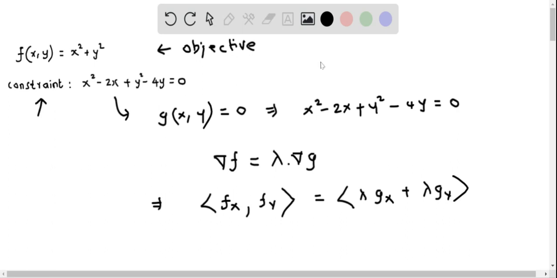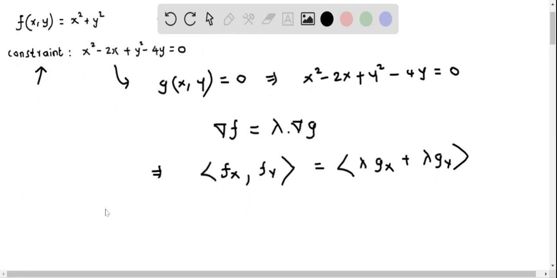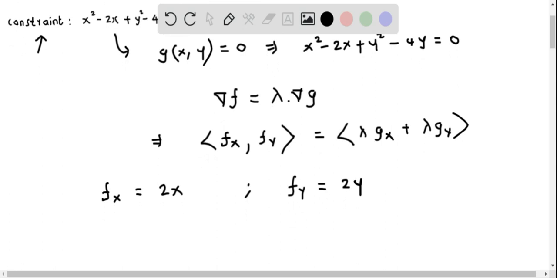So we will first find the corresponding partial derivatives. That is, we have to first find f sub x, the partial derivative of f with respect to x. Here f is x² + y², so f sub x will be 2x. And similarly, f sub y, the partial derivative of f with respect to y, is 2y. And then we will also find the partial derivative of g with respect to x, multiplied with lambda. So I put the lambda in front.